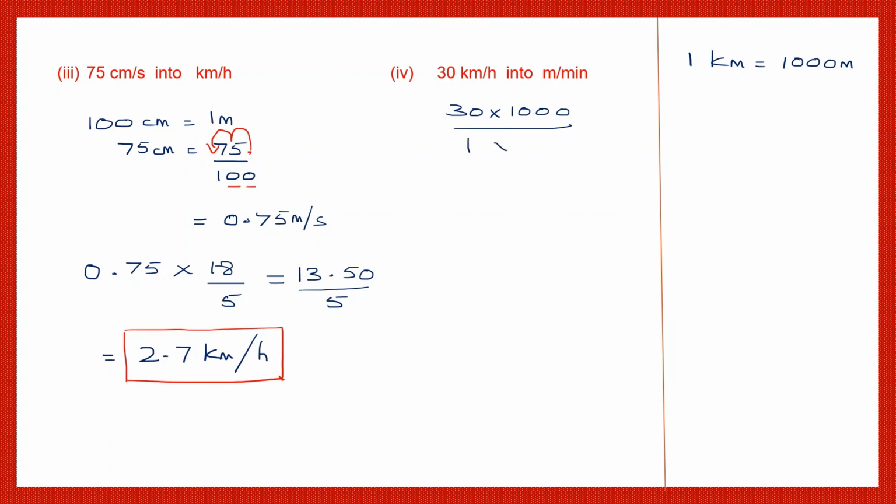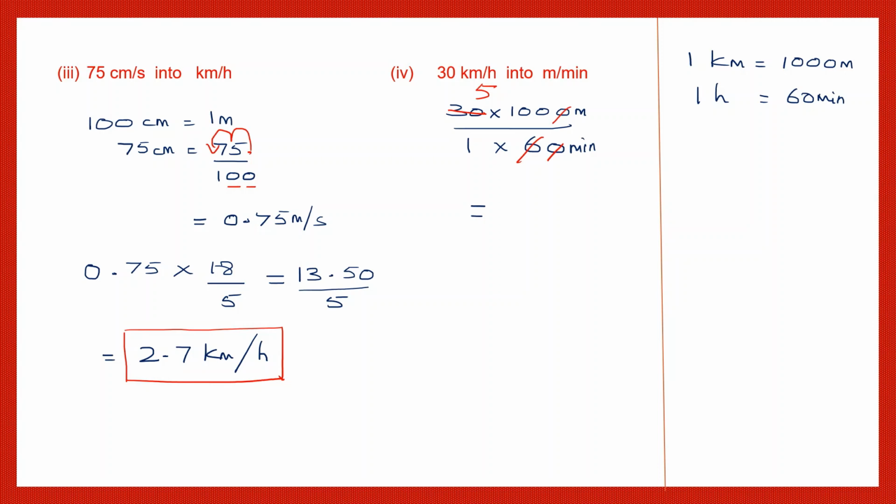1 hour has how many minutes? 1 hour has 60 minutes. So here it is 1, isn't it? So 1 into 60. So 30 into 1000 will make it meters. 1 into 60, 1 hour into 60 will convert it to minutes. So now let's cancel. Whatever we can, let's cancel here. So I can cancel a 0 from top and down. I can cancel 6 and 30. 6 5s are 30.